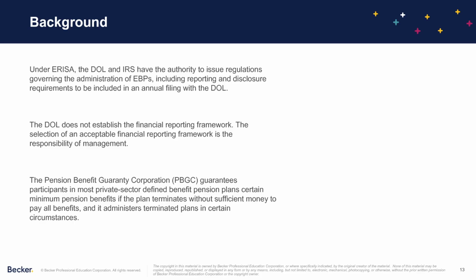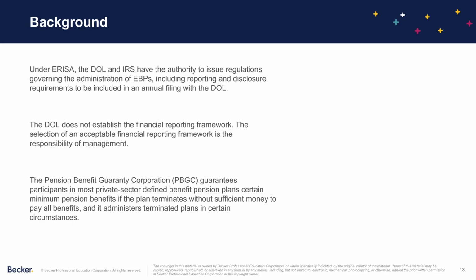So they don't mandate items here, but they do provide us with what needs to be included in the particular filing with the DOL, and it's more than just the audit report. And then we have the PBGC, the Pension Benefit Guaranty Corporation, which guarantees that participants in most private sector defined benefit plans receive certain minimum pension benefits if the plan terminates without sufficient money. And it administers terminated plans for those instances.